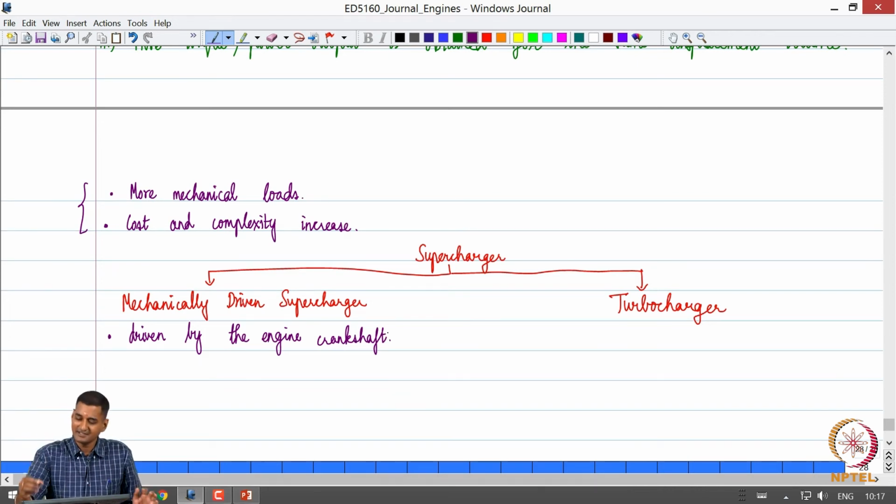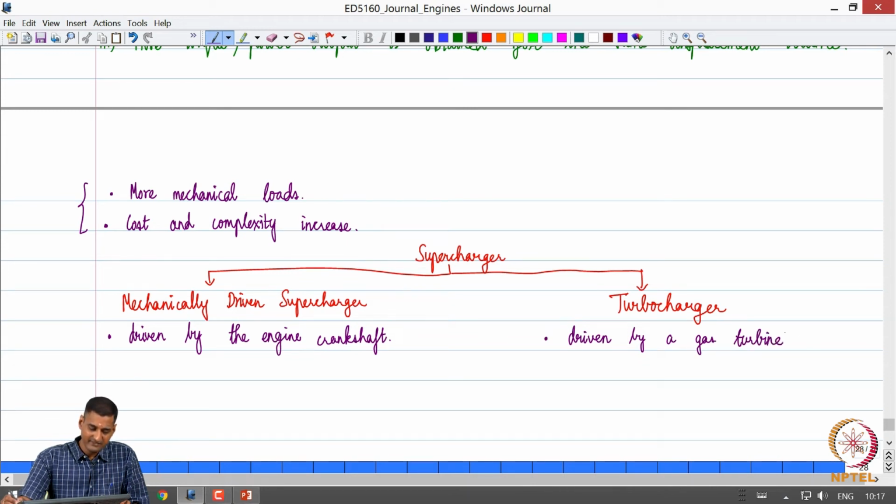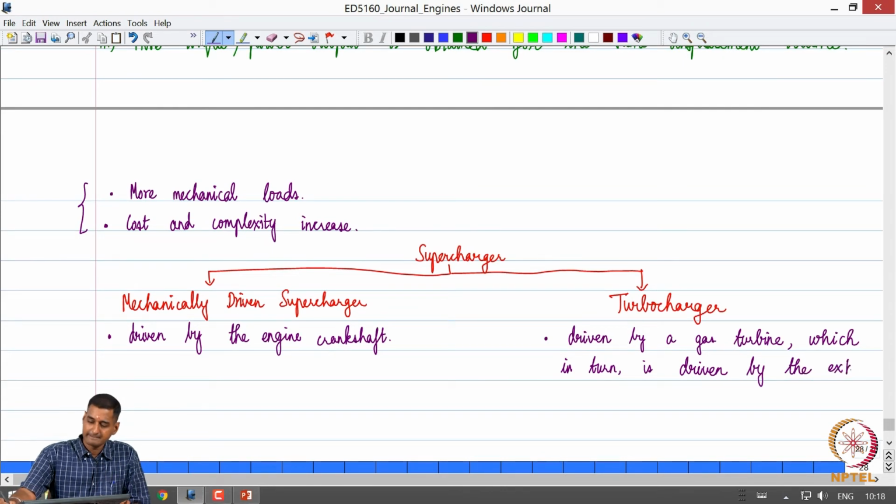What is a turbocharger? A turbocharger is a device that uses the energy that is available with the engine exhaust gases to pressurize the air which is taken into the cylinder. So, a turbocharger is a device which is driven by a gas turbine, which in turn is driven by the exhaust gases from the engine.